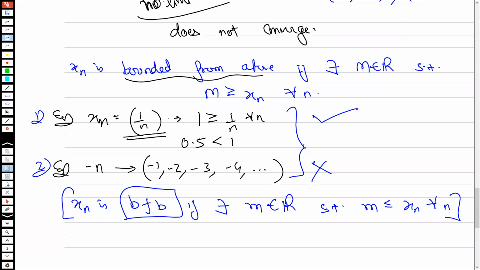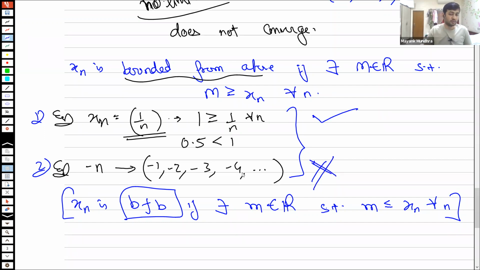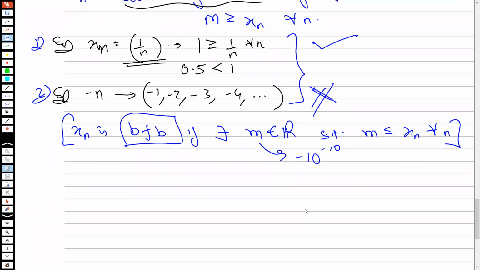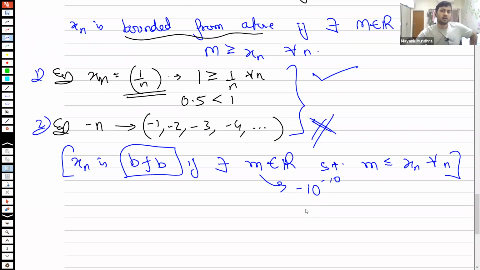So this sequence is bounded from below, but this one is not bounded from below because it's going to be negative. So you can never find a real number which is lower than all the numbers. Give me m equals -10 to the power 10, I can still find a number which is lower than that. Eventually it will happen. Thank you, Anuradha. Okay, so that's how this thing works.